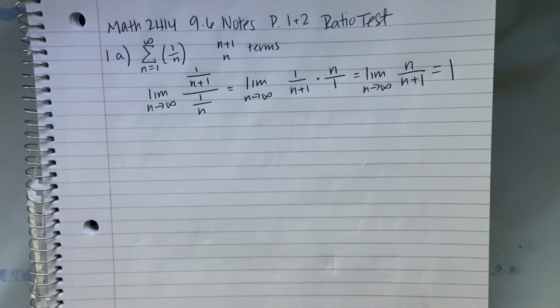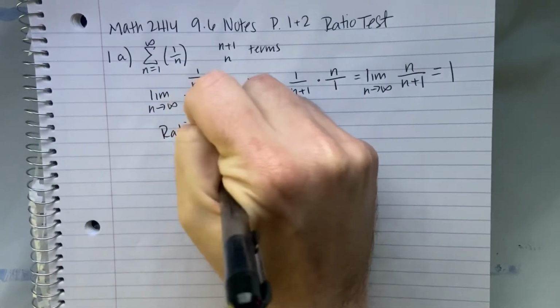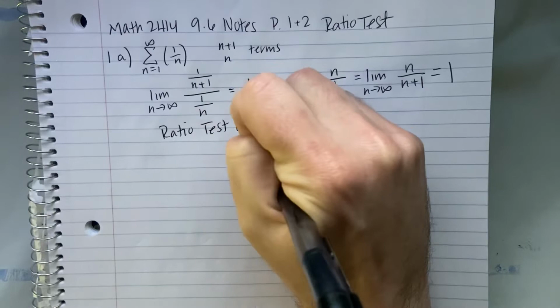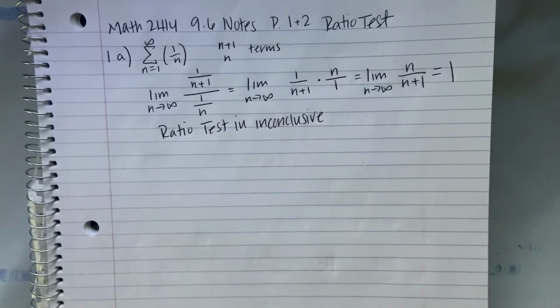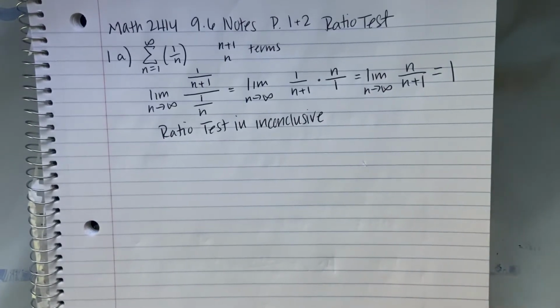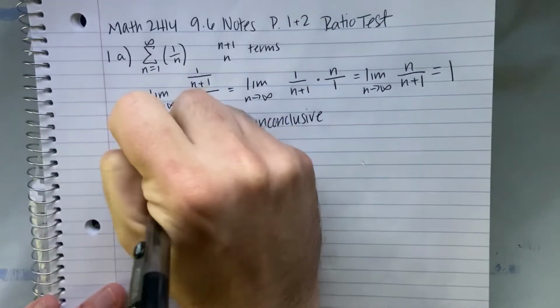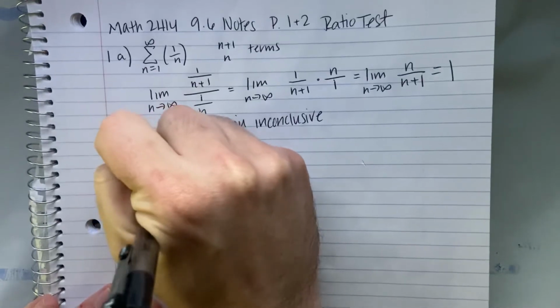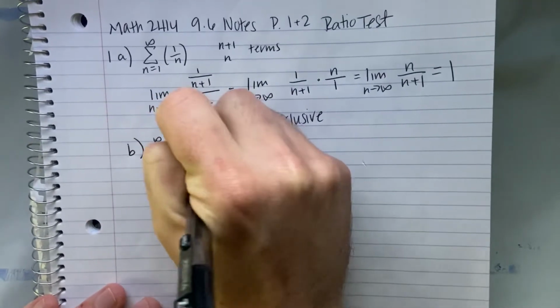So what does that mean? It means the ratio test is inconclusive. Now, we should already know what this series does, because we've talked about 1 over n before. This diverges, so you can see that if we get an inconclusive result, it can diverge. But what about the same thing, but 1 over n squared?